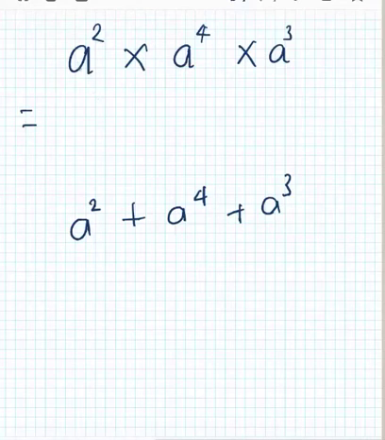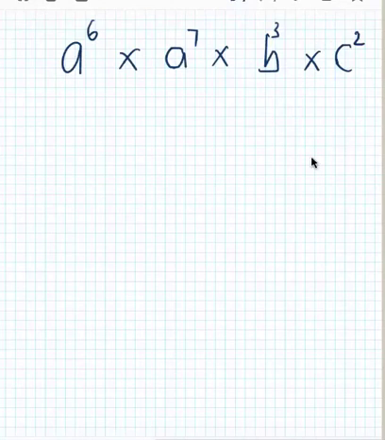So have a look at what bases you see. We've got a and a and a. So my answer will have an a in it. And now just add the powers. 2 plus 4 plus 3. Well, 2 plus 4 is 6, and 6 plus 3 is 9. And we're done.